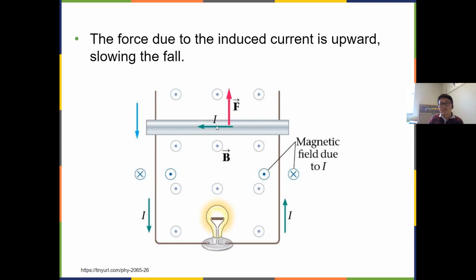Now, if there's a current in the rod and there's an external magnetic field, then there will be a magnetic force on it, in that direction, which is slowing down the motion of the rod towards the lower end. This is the magnetic force. You can use the right-hand rule: your thumb goes in the direction of the current, your forefinger goes in the direction of the B field, so your palm is facing in the direction of the magnetic force on the rod.